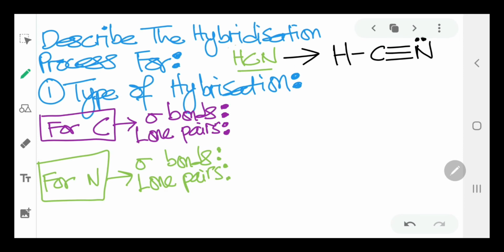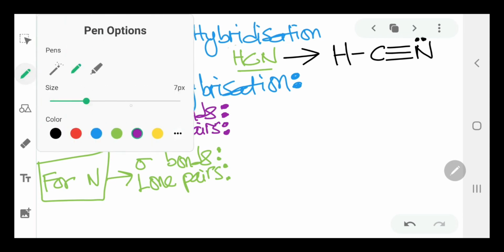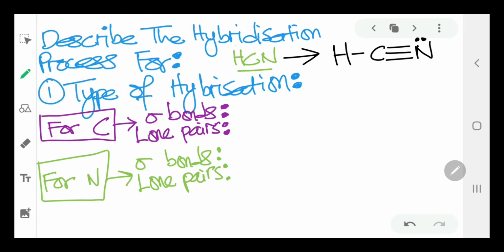Next up is when you have a triple bond. This one is going to be slightly different because you have more than one pi bond in a single multiple bond. As usual, we need to identify how many sigma bonds and how many lone pairs, to predict what type of hybridization will be involved. Now you have your central atom, the carbon, and we have one sigma bond right over there. And obviously you do not have any lone pair.